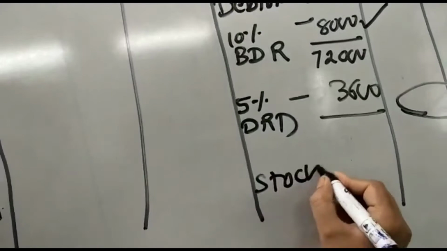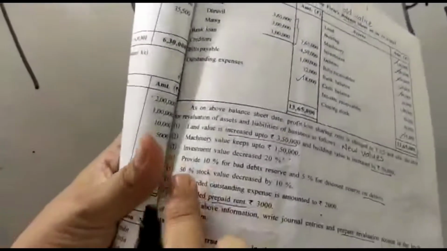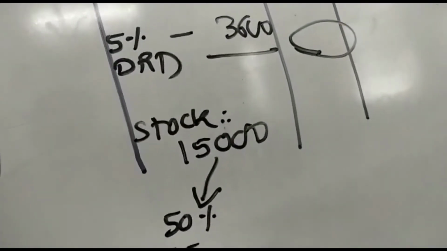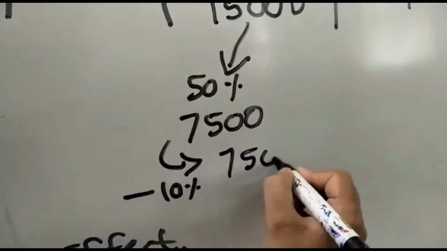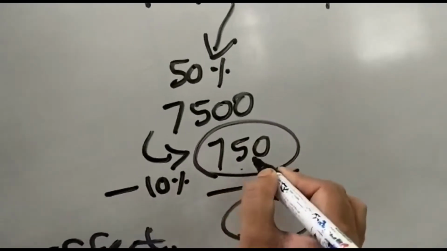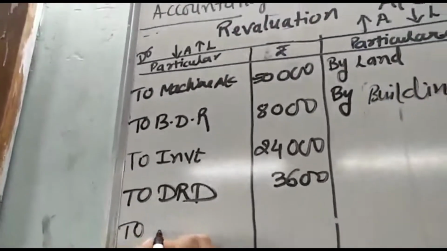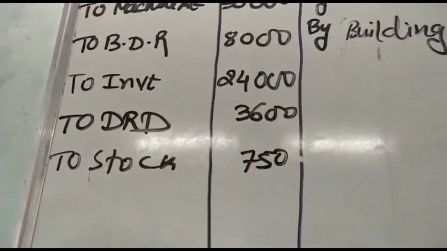Let me check 15,000. The stock value, students, is 15,000. Out of it, 50% of the stock is mentioned. So take out 50% of this, that is 7,500, decreased by 10%, minus 10% is 750 remaining figure. This 750 decrease in the value of my stock would go to where? Revaluation account debit to closing stock or to stock, that is 750.